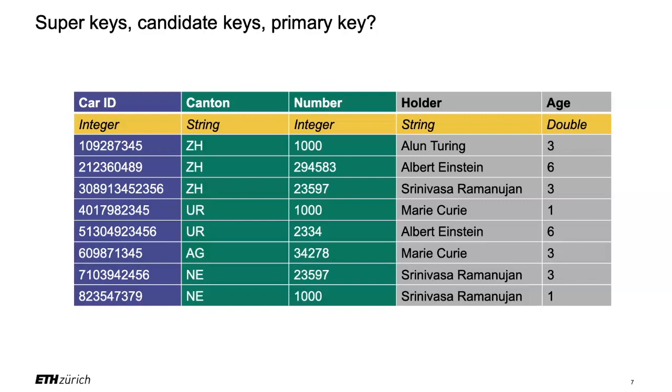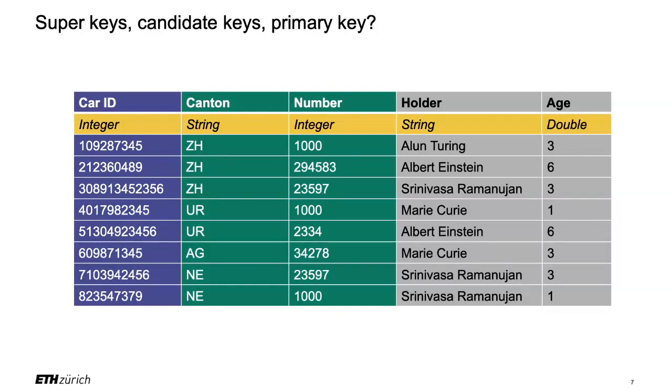Yes, go ahead. Yes, absolutely. Car ID functionally determines canton, number, holder, and age, right? This is true. What does it mean? Because it determines all of them. So what does it mean about car ID? Anybody knows when it determines everything? It could be a primary key. In that case, it is a primary key.